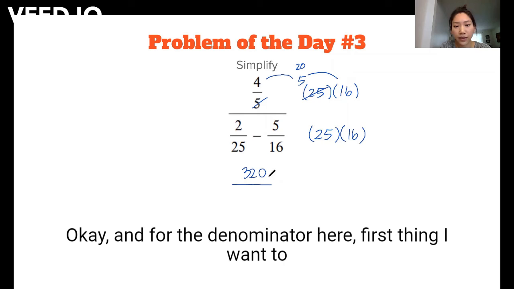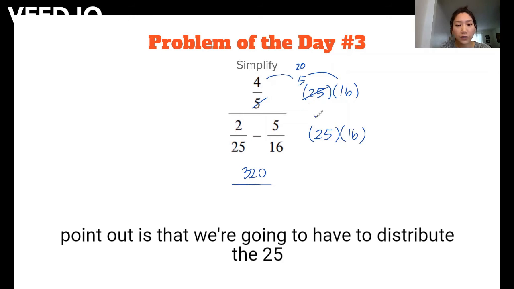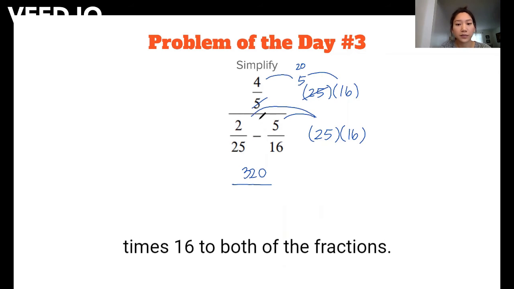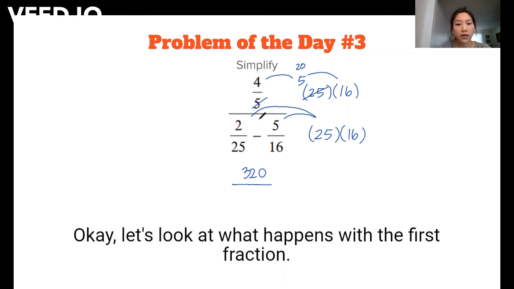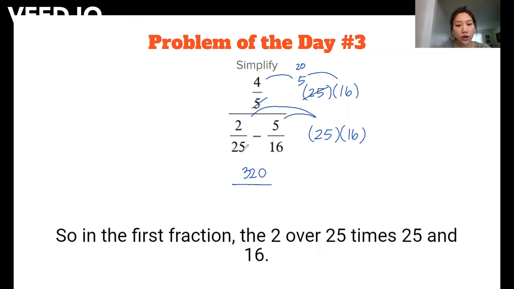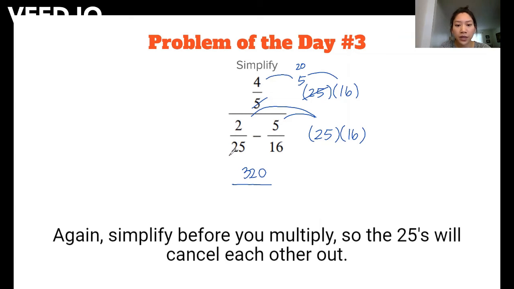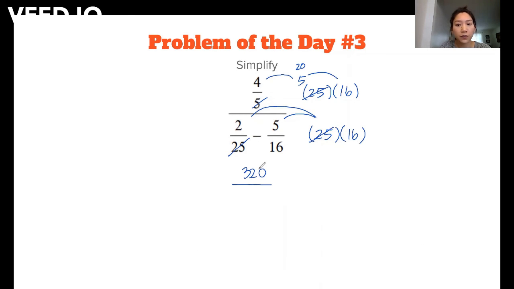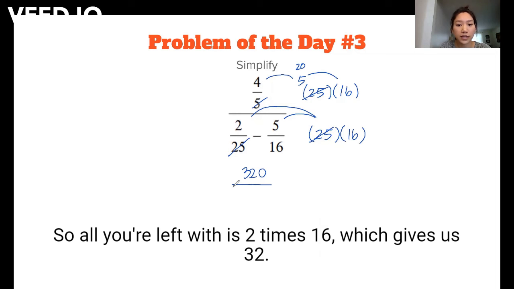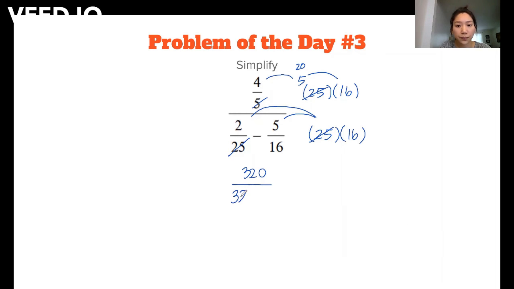Okay, and for the denominator here, first thing I want to point out is that we're going to have to distribute the 25 times the 16 to both of the fractions. Okay, let's look at what happens with the first fraction. So in the first fraction, the 2 over 25 times 25 and 16, again, simplify before you multiply. So the 25s will cancel each other out. So all you're left with is 2 times 16, which gives us 32.